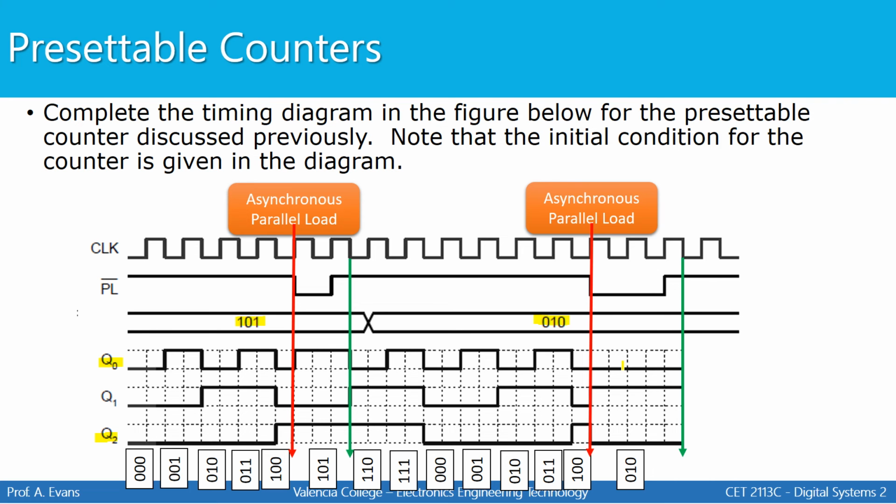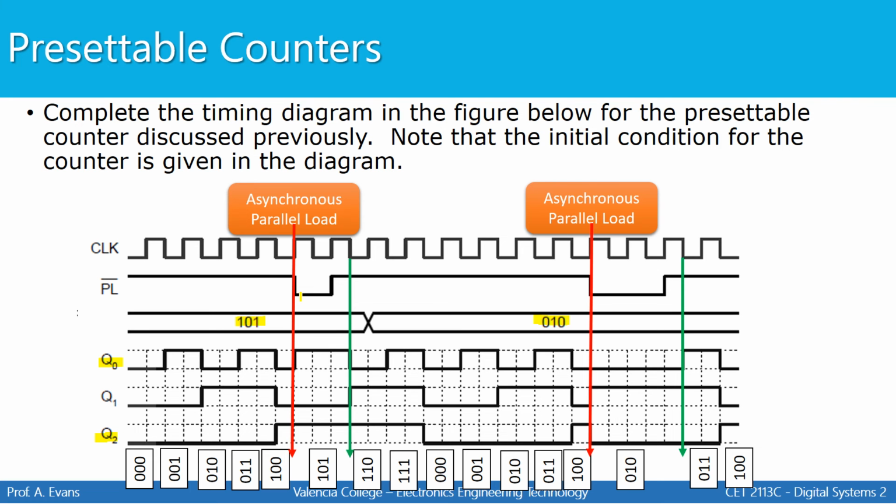And the counter will not be able to count until load has gone high and the next negative clock transition occurs, which is right here. And then it'll begin counting up once again from there. This is how we would do the waveform for a presettable counter.